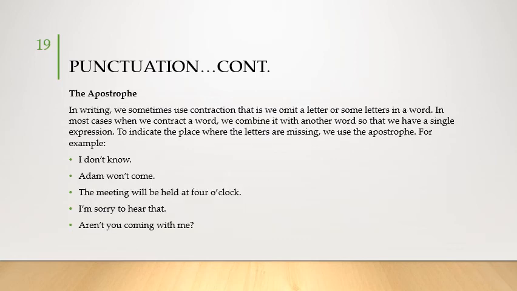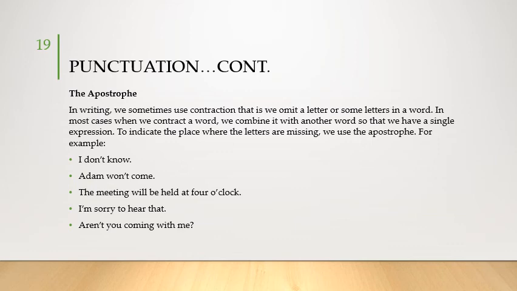We have the apostrophe, another punctuation mark. In writing, we sometimes use contraction, that is, we omit a letter or some letters in a word. In most cases, when we contract a word, we combine it with another word so that we have a single expression. To indicate the place where the letters are missing, we use the apostrophe. For example, I don't know. Don't is contracted. It's a contractive form of do not. So you say I don't, D-O-N, then apostrophe T, to indicate that something is missing.